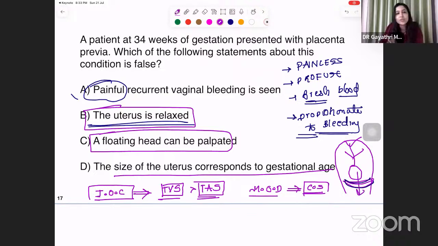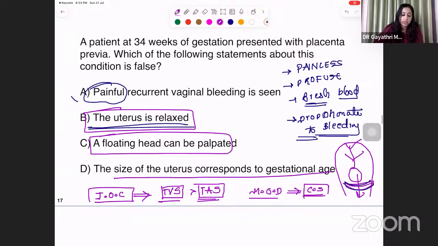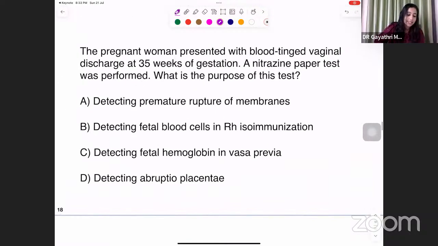Again, the baby can't come out through this placenta which is already obstructing the os, right? So you just give a cesarean section and deliver the baby. So the method of delivery is cesarean section.